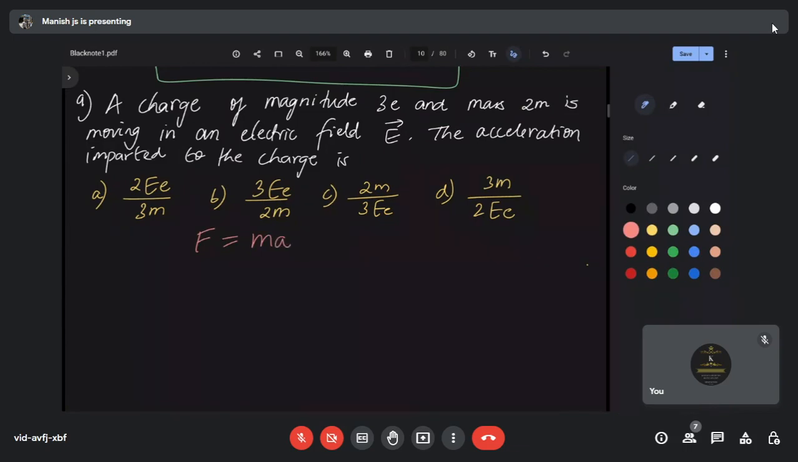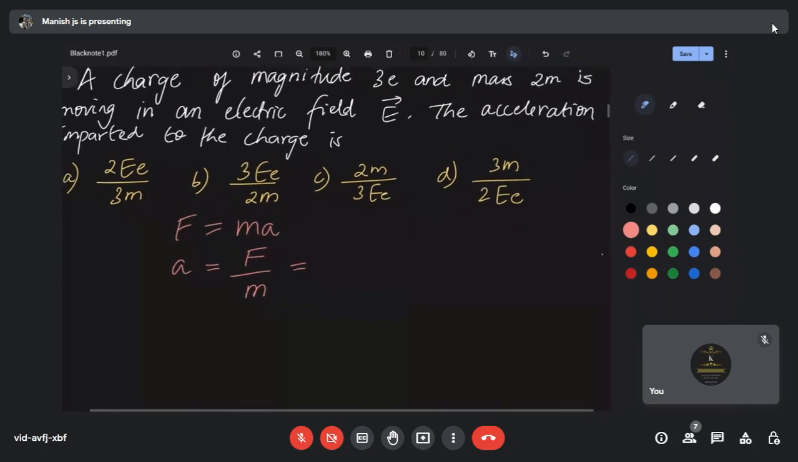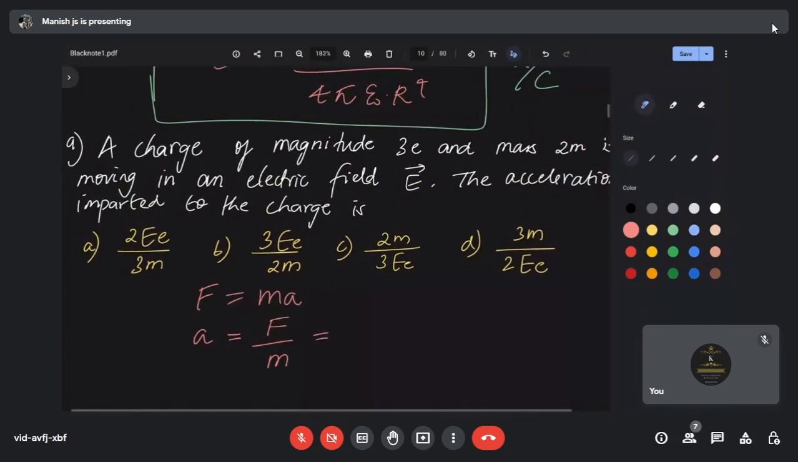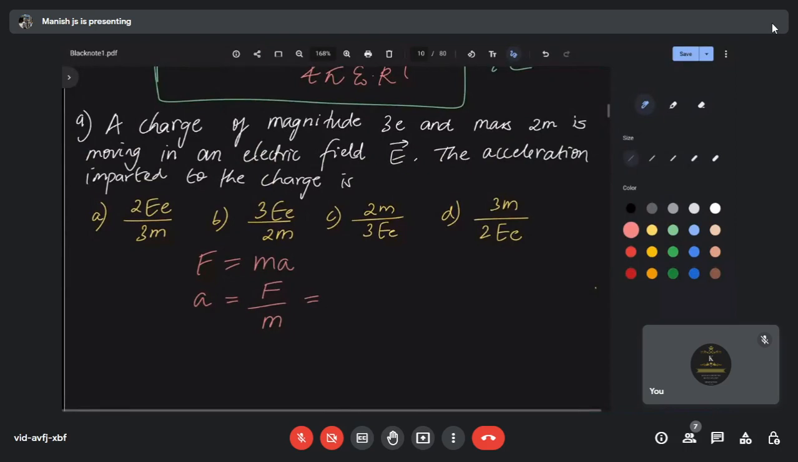கரெக்ட். ஸோ இதை யூஸ் பண்ண நமக்கு என்ன வேணும்? ஆக்சலரேஷன் வேணும். ஏ வந்து ஒரு சைடு வச்சுக்கோங்க, ஐசோலேட் பண்ணுங்க. ஸோ ஏ இஸ் ஈக்குவல் டு எஃப் அப்பான் எம். கரெக்ட். ஸோ நவ் யூ கோ ஃபார் சிம்பிளிஃபிகேஷன். What is the force? Option B, sir. Yes, B is correct. Okay, in the place of F, what did you do? F is equal to Q into E then divided by M, sir.